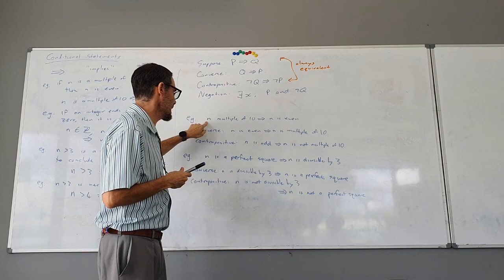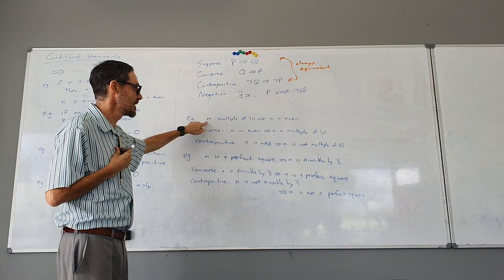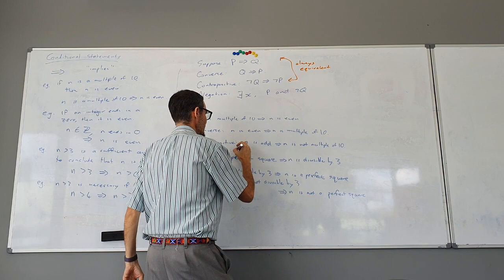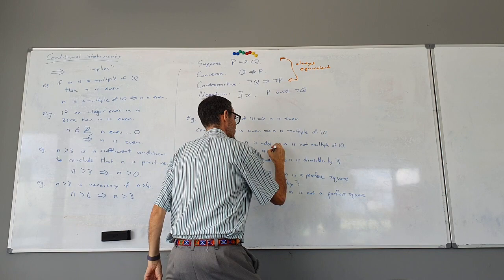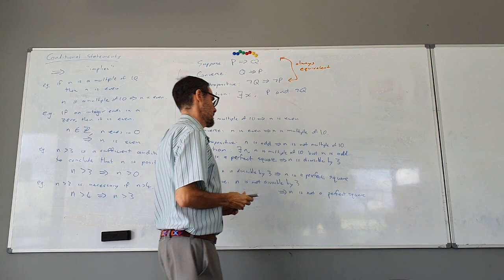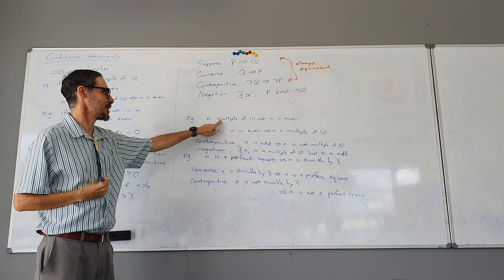So in this case, we're going to find some number n that is a multiple of 10 that is not even. The negation would be: there is some n where n is a multiple of 10, but n is odd. And that one is false, whereas the original was true. When the original's true, the negation's false. When the original's false, the negation's true.